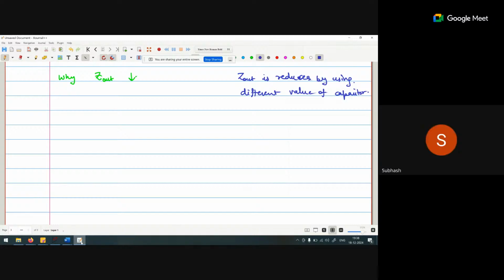Sir, because we are considering this as a voltage source, and a typical voltage source will have a low output impedance. Yeah. So we are considering that as a voltage source that provides me the constant voltage.